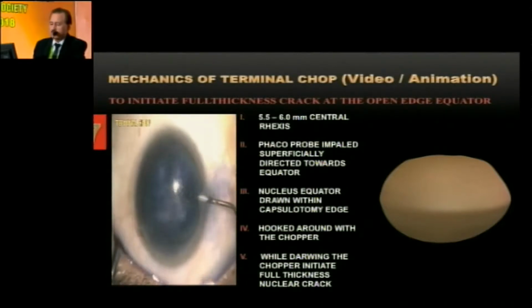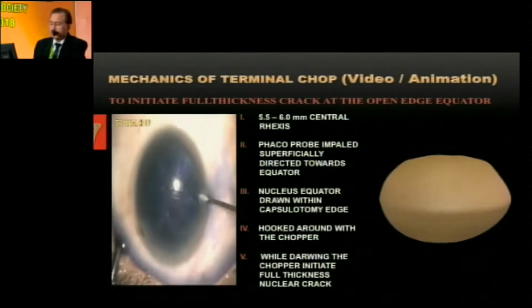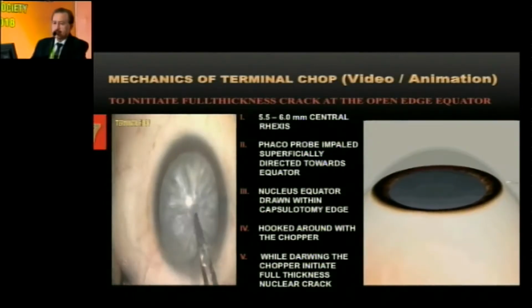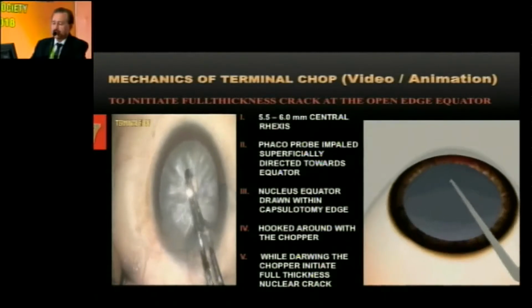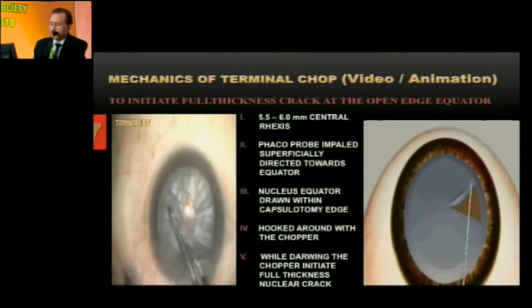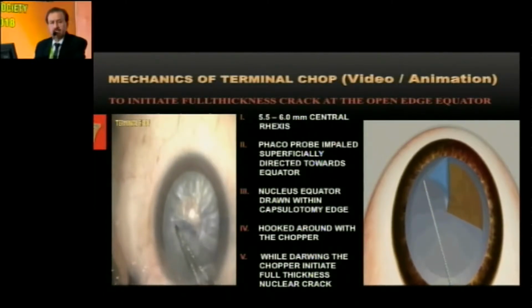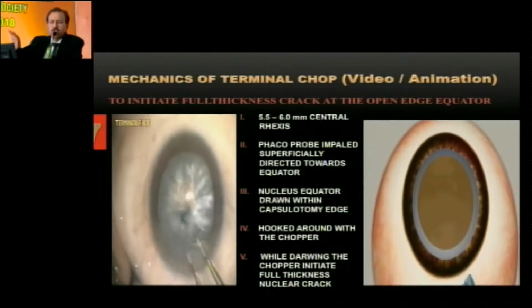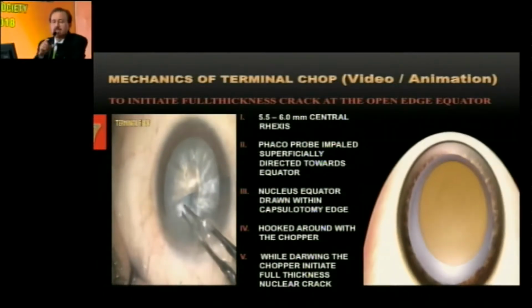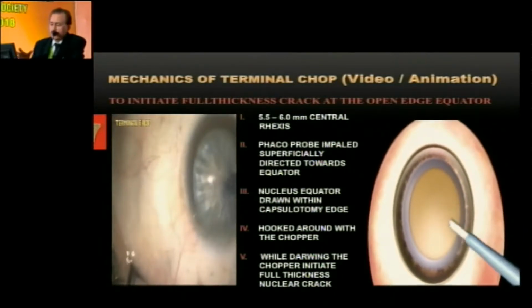So to achieve the mechanics, or to break the nucleus at the equator, you have to follow the following points. First and most important thing is you have to create a 5.5 to 6 millimeter central axis. You can see both the videos. On the right side, it's the animation. On the left side is a real-time video. What you need to do is create a rhexis of 5.5 to 6 millimeters. Your rhexis should not be too small. In any case, when you're dealing with a hard cataract, you keep a larger rhexis for better manipulation and better holding of the nucleus.